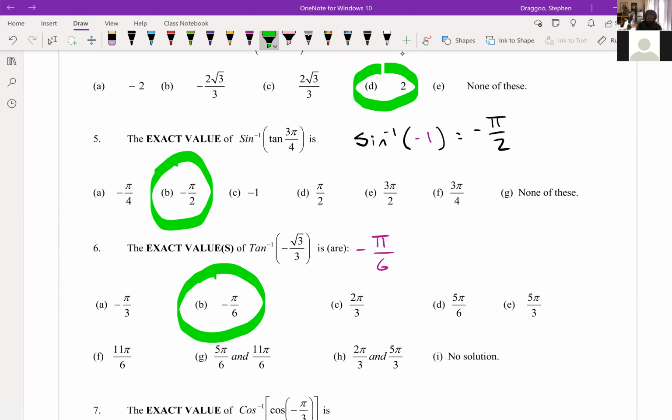Even though, if I were to ask the question, if tangent of theta is equal to negative root 3 over 3, then what's theta? Then we could find more answers. But this is specifically just defined as the inverse tangent, or tangent inverse. Arctangent of negative root 3 over 3.